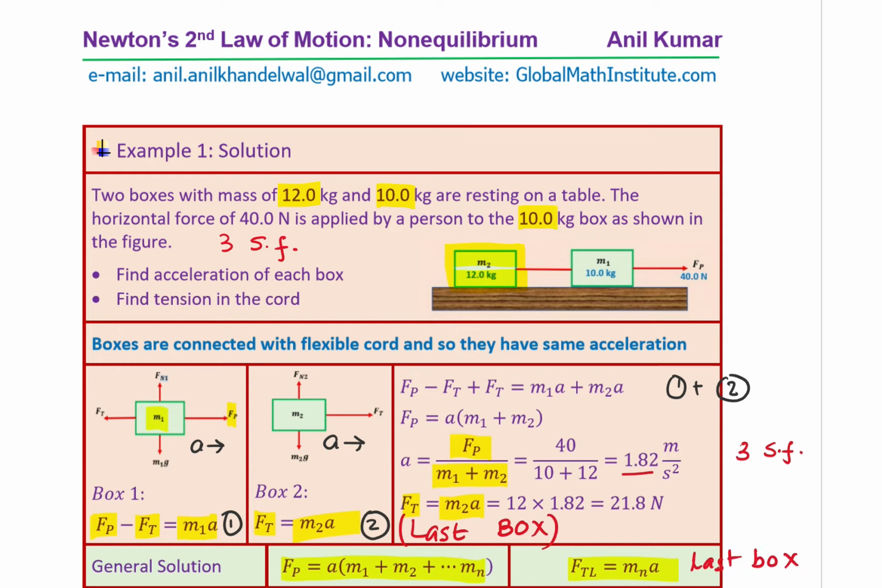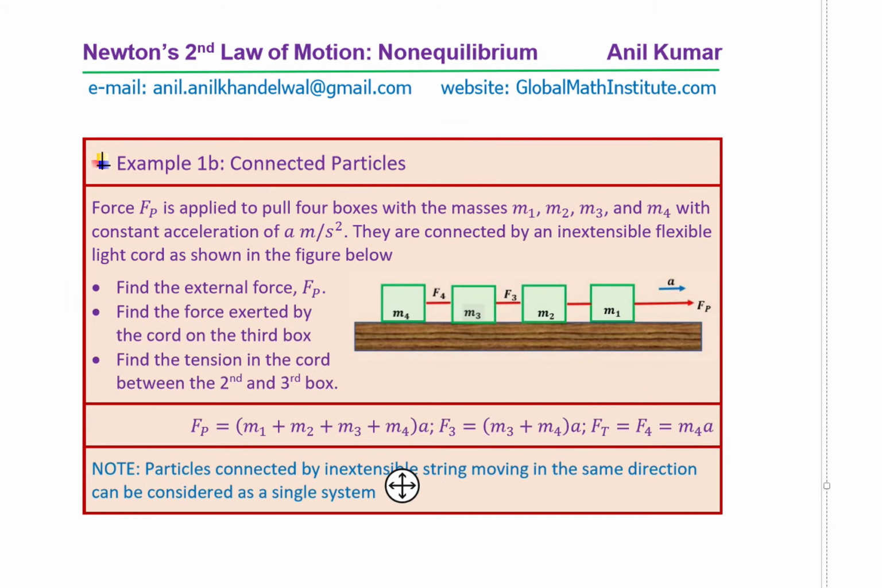To calculate tension, look in the last box. So what I'm trying to say here is, here's another example for you, a question for you to practice. This time, instead of just two, we have four boxes with the masses M1, M2, M3, and M4 connected. Here's the question for you.